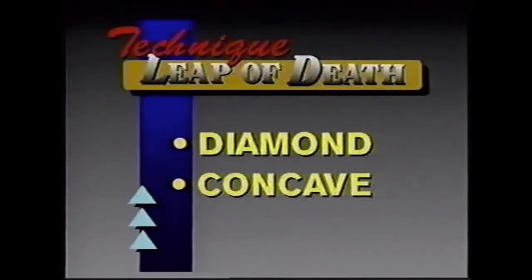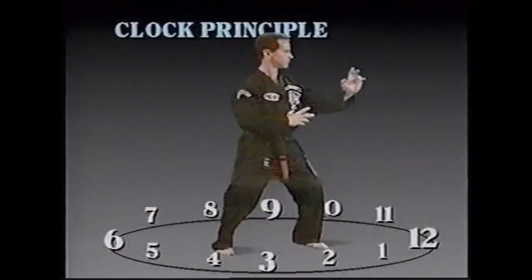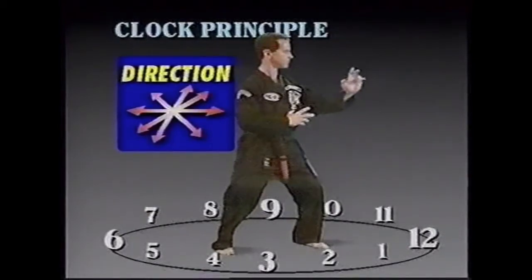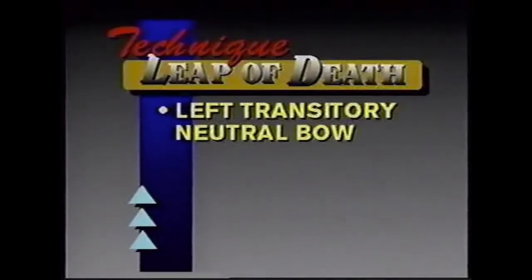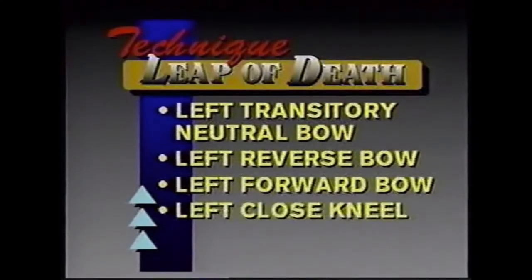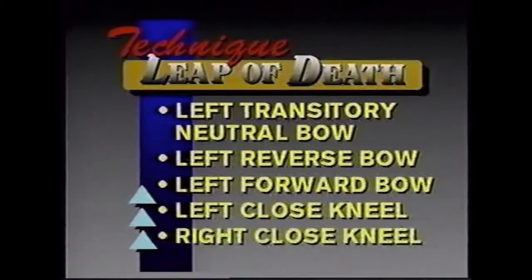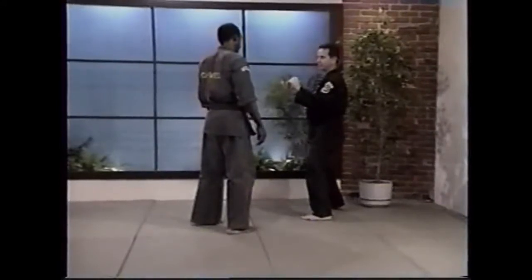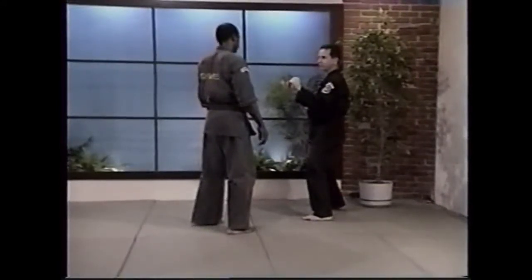The technique also employs a number of the stances previously discussed and how the clock principle satisfactorily pinpoints direction. Please note the employment of the left transitory neutral bow, left reverse bow, left forward bow, left close kneel, and right close kneel stances. Leap of Death is for a front right step-through straight punch.